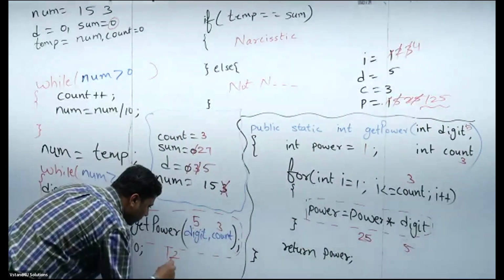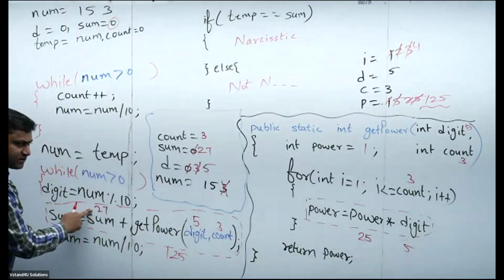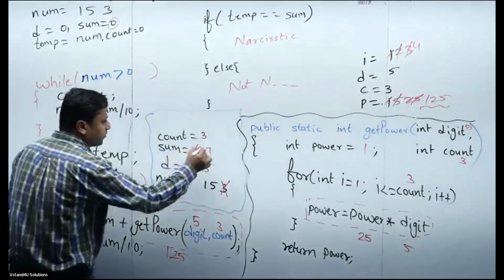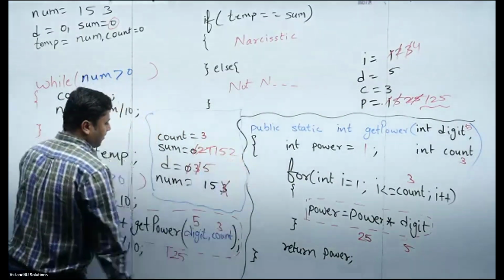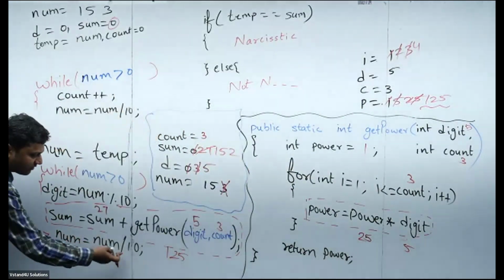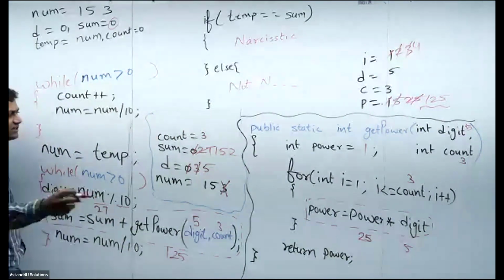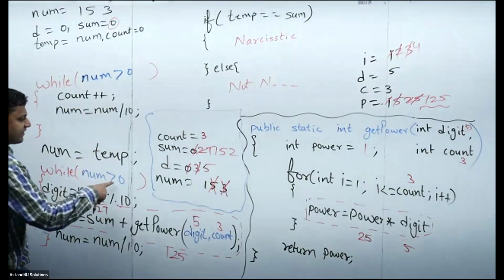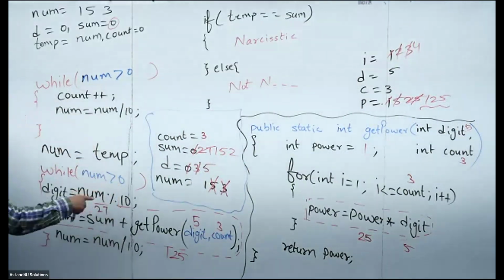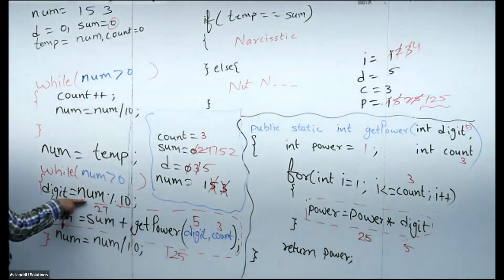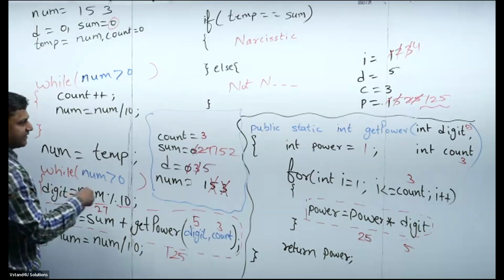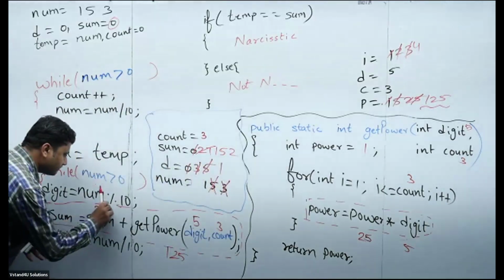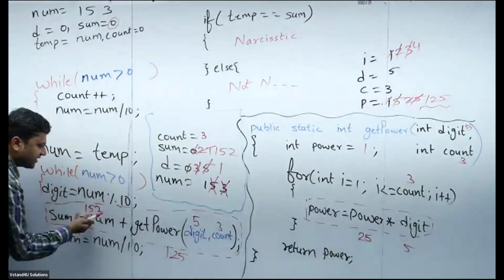Existing sum is 27, so 125 will be added and the value assigned to sum. After this, now we will kick out the last digit. Now we want to divide by 10. We kick out the last digit. So, what's left over? The digit and the sum value is already 152.